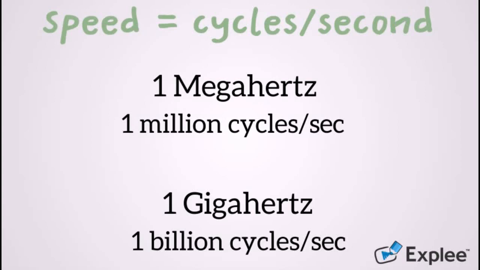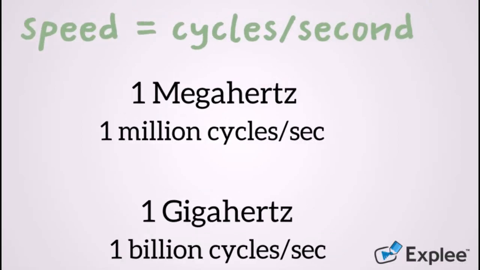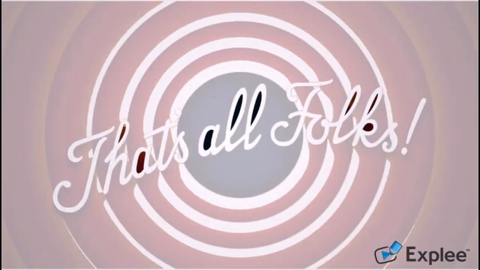CPU speeds are very fast, but because computers perform many billions of cycles per second, they can be slow if their processors have insufficient speed. So this is all that you need to know about the basics of computers and hardware.